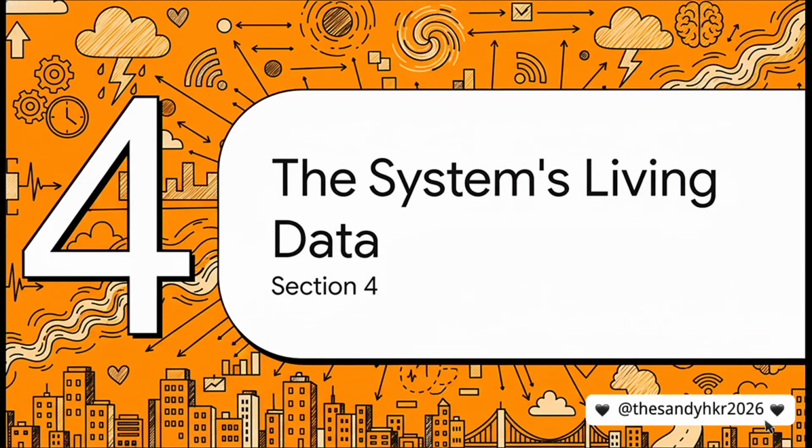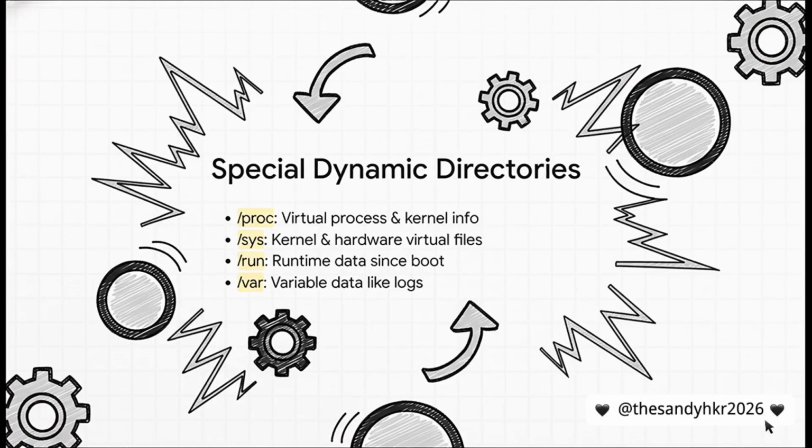So far, most of the places we've visited are relatively static. But our city is alive. It's a dynamic place where things are happening all the time. And that brings us to the part of the system that holds its living, breathing data. Now, this is where things get really cool. Not everything you see in the file system is a real file on your hard drive. This group of directories, /proc, /sys, /run, and /var, they're special. They hold data that's constantly changing, reflecting the current state of your running system.